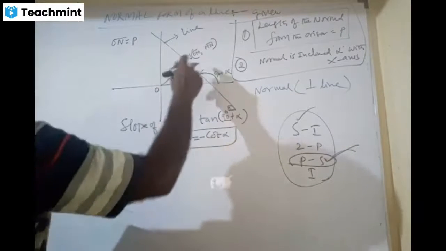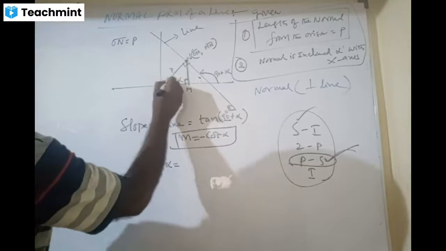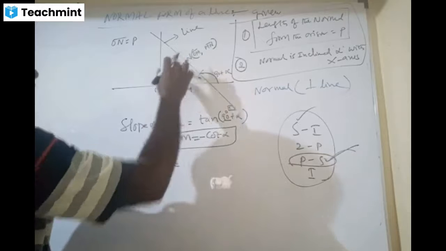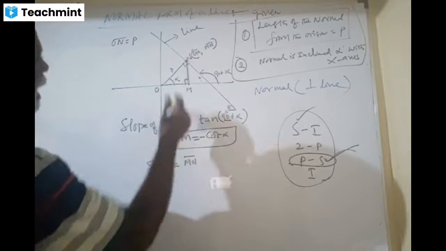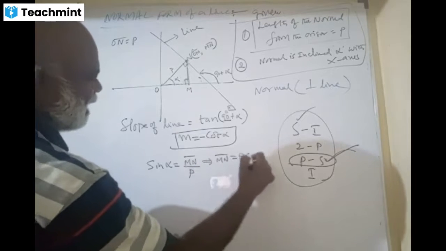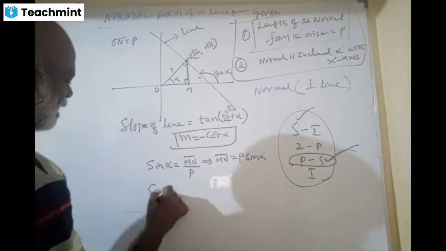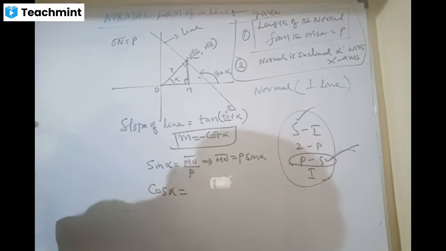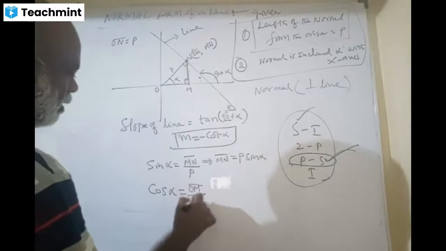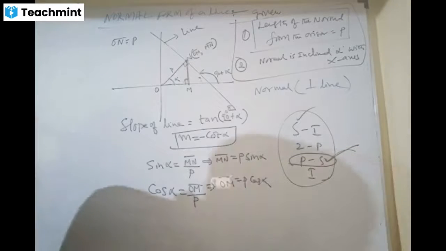Friends, now can I write what is sin alpha? Sin alpha is opposite by hypotenuse, MN by P, which implies MN equals P sin alpha. Do you agree? What about cos alpha? Adjacent by hypotenuse, OM by P. So OM equals P cos alpha or not?